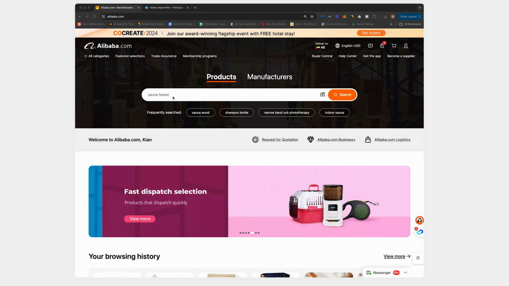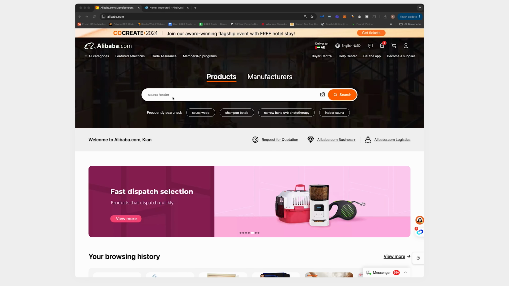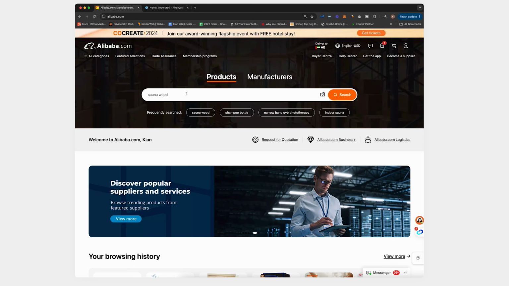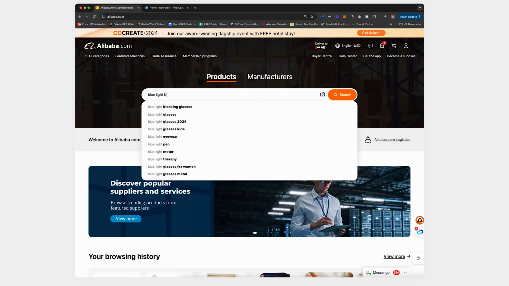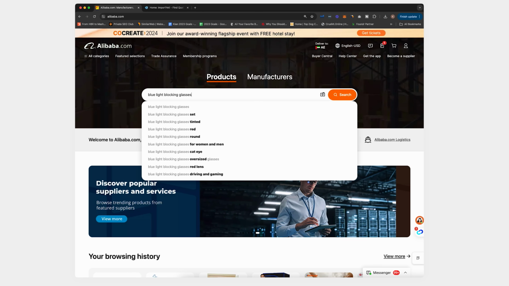So let's just say that we're going to look for blue light blocking glasses, right? We would hit that in the search bar and we have the option to search by products or by manufacturers. So if we go blue light blocking glasses and hit search.